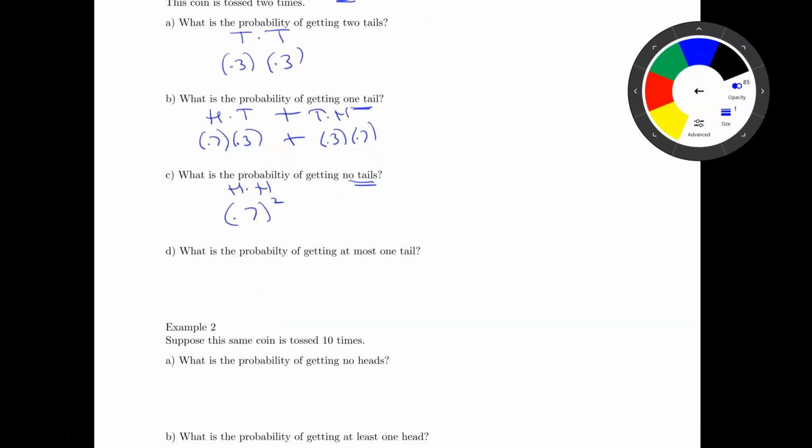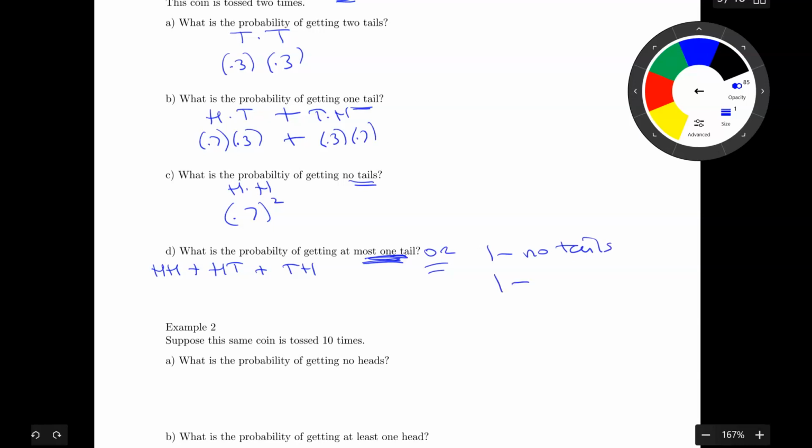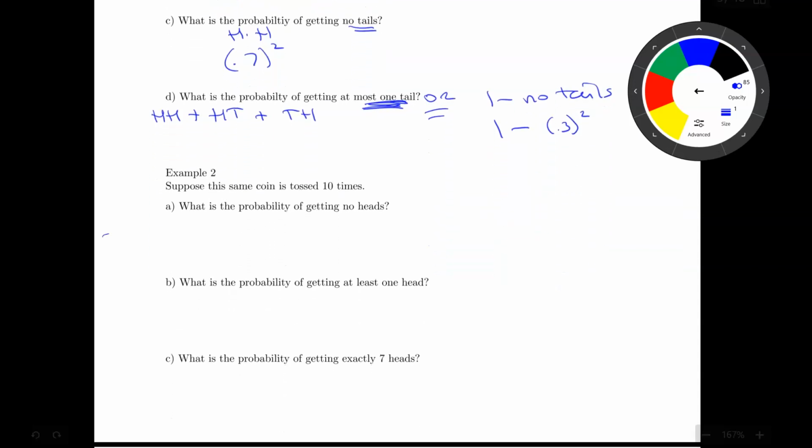So what's the probability of getting at most 1 tail? Okay, so remember, at most, we want to be clever, right? Or you could go through and say at most 1 tail, that means head, head, or head, tail, or tail, head, right? And you could go figure that out. Or 1 minus no tails. I like doing this. So 1 minus no tails with the 2 tosses would be 0.3 squared. And it would give you the same thing if you did it this way too. All right, so I'm going to let you do these for the Zoom.